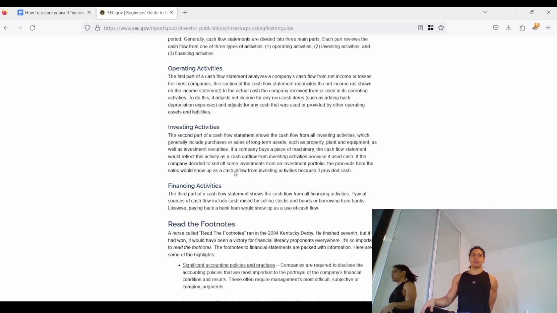Again, yes, a company may have a good investment, or a company may receive the vast majority of its cash flow from its operating activities, right?